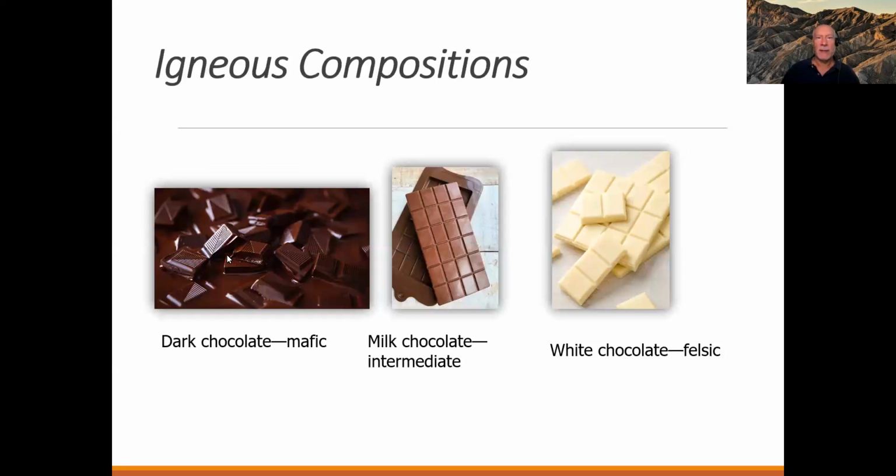So just getting back to those food examples, here's dark chocolate. That would be our mafic. We can have an intermediate we call milk, in this case, milk chocolate. And then our felsic rocks in this case would be white chocolate.